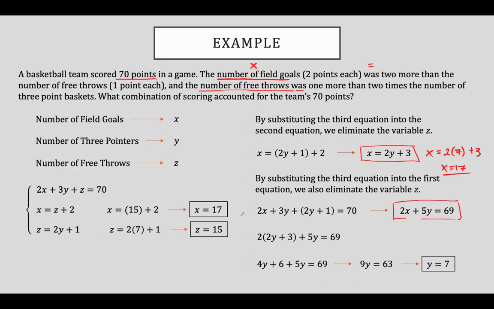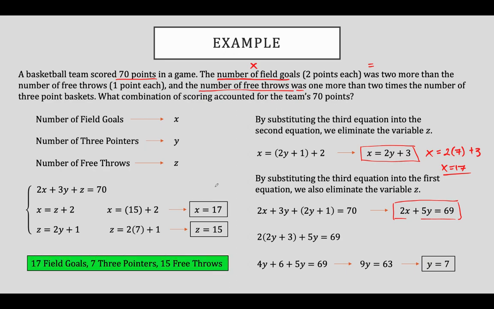All right, so again, you can do your back substitution in a number of different ways. If we're doing our algebra correctly, we should arrive at the same final answer. So now that we have our variables x, y, and z, we know x represents the number of field goals. We have 17 field goals, 7 three-point baskets, and 15 free throws in this game, accounting for a total of 70 points.